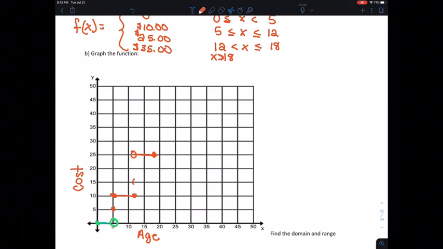And then after age 18, until forever, they're going to pay $35. So we're going to put an open circle on 18. This is when they're over 18, they're going to pay $35. Okay? So what does this look like?